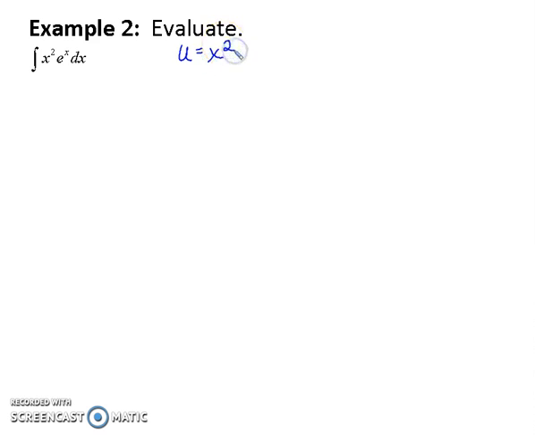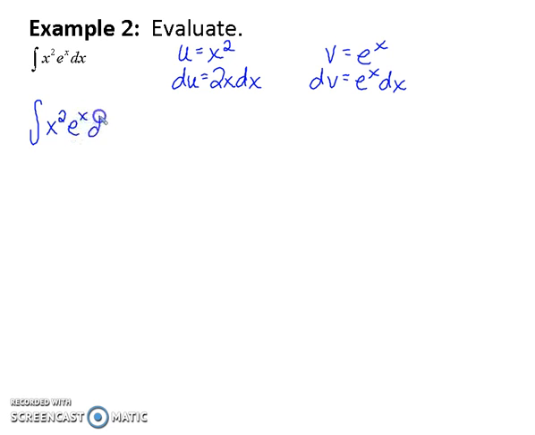I'm going to make my u be x squared and my dv be e to the x, because e to the x is easy to integrate. It's just going to integrate back to itself. And x squared is easy to differentiate. It becomes simpler when I do it. So I would have the integral of x squared e to the x dx is equal to u times v minus the integral of v du. So x squared e to the x, that's nice and easy.